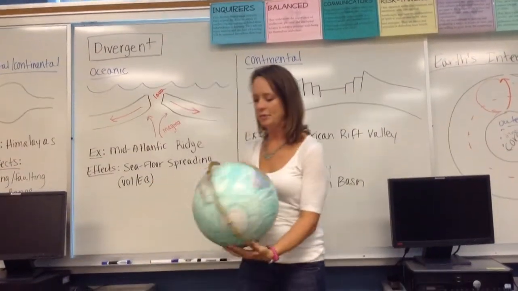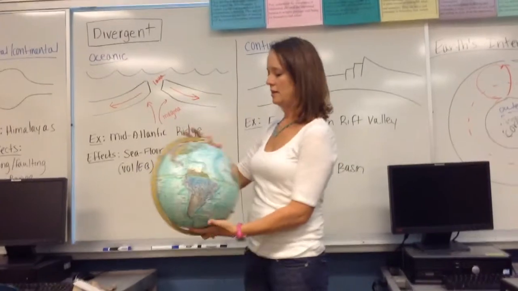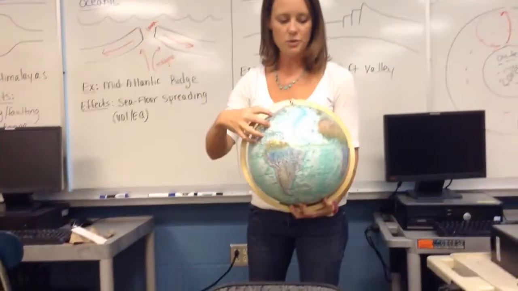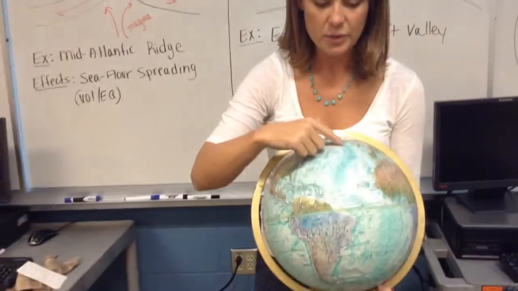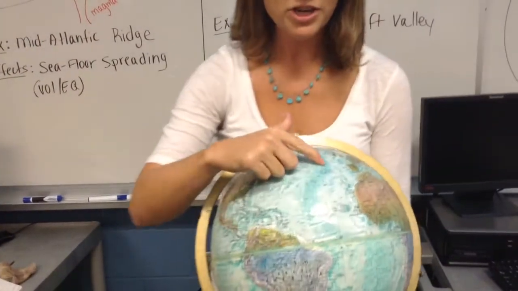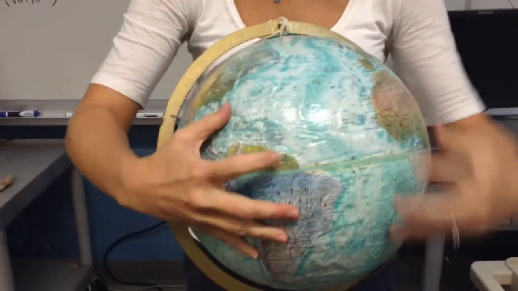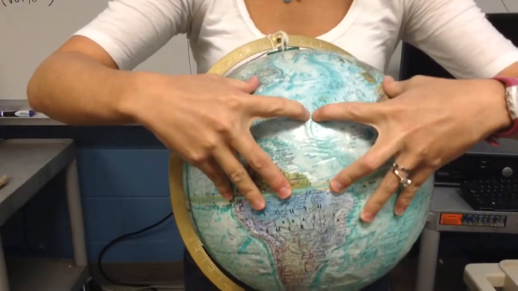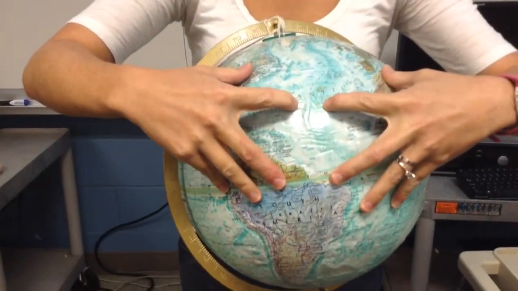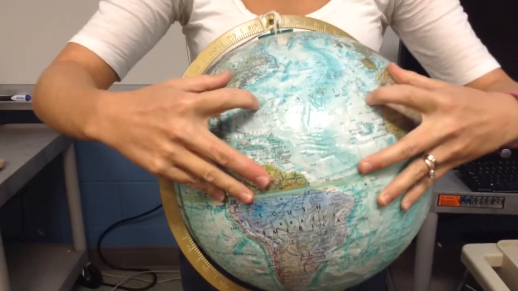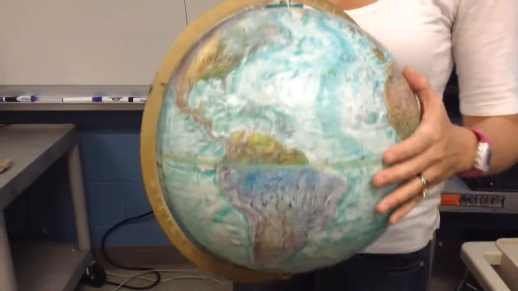That's currently happening in between North America and Africa. We have the Mid-Atlantic Ridge. And you can see it's this mountain range that runs right down the middle of the Atlantic Ocean. What's happening, that is an area where seafloor spreading is occurring and those convection currents are pushing those two plates apart. So the Atlantic Ocean's actually getting wider.